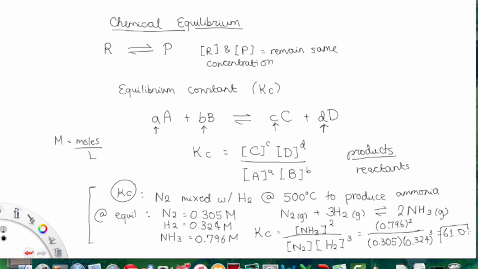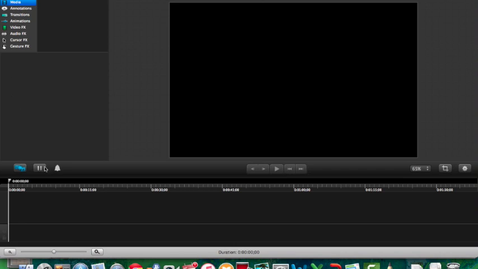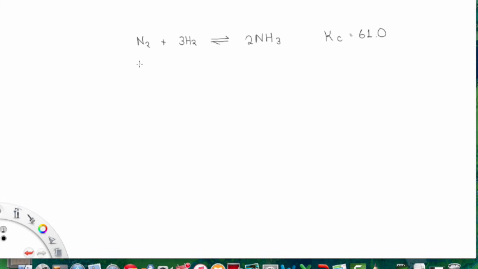So for this particular reaction of nitrogen gas combining with hydrogen gas to produce ammonia, the Kc, or the equilibrium constant value, was 61. As you can see, this value is going to change based on the ratio and the concentration between the reactants and the products. We just figured out that the equilibrium constant for this equation, combining nitrogen and hydrogen to give ammonia, was 61. But we can also do the reverse reaction.